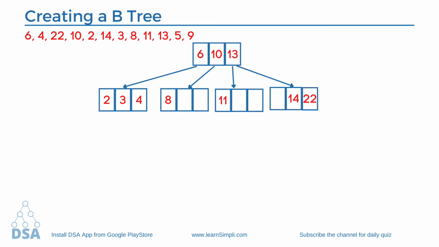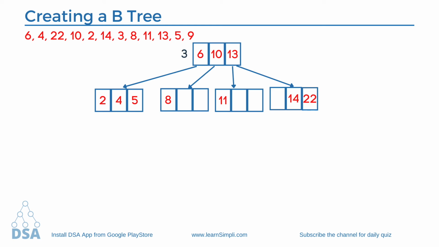Next is 5. And 5 is less than 6, so goes to the left subtree. Here it is supposed to be inserted after 4, but already 3 keys are filled. So again we will find the median out of 2, 3, 4 and 5. 3 and 4 are median numbers and we will take 3 as a median because left biased. But already the root node is filled with 3 keys.